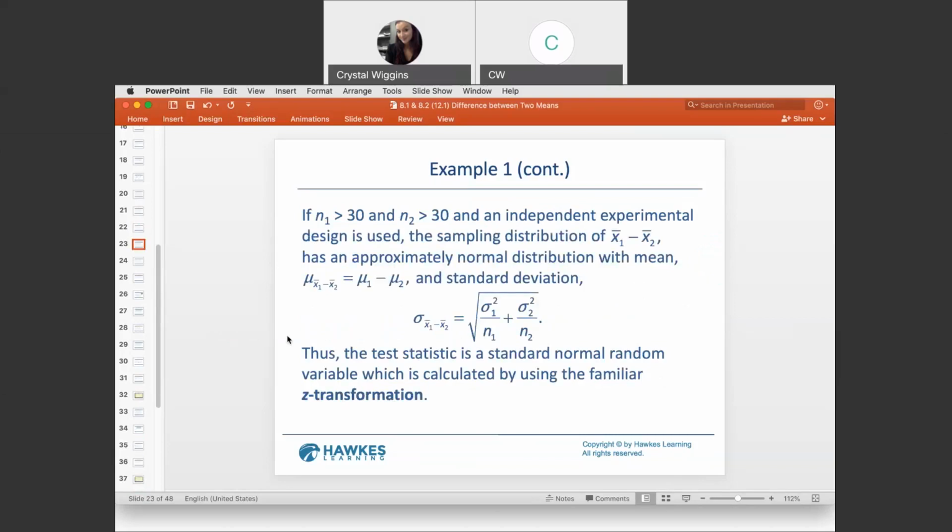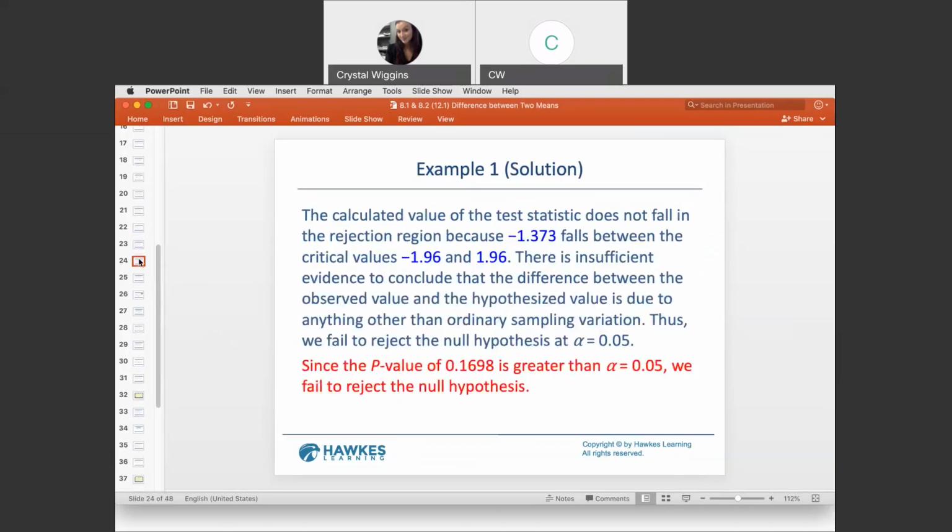So here, they're walking you through how you would do it if you were to do it out by hand, which I don't recommend. Use Rguroo, much quicker. The calculated value of the test statistic does not fall in the rejection region because negative 1.373 falls between the critical values that are set.